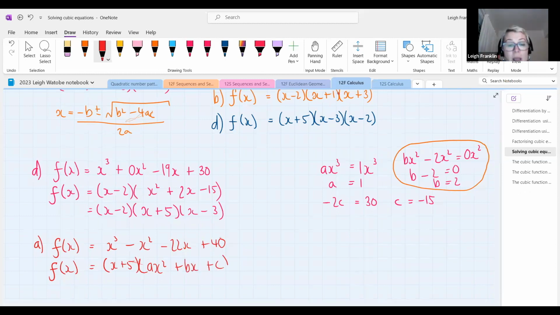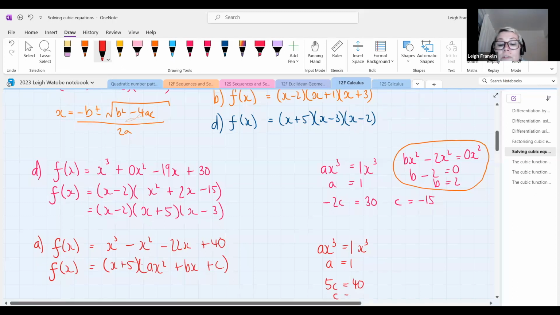Okay, so when you did your a, you would have ended up with ax cubed equals 1x cubed. So you would have got a as 1. Then as far as your c was concerned, you would have had 5c equals 40. So your c would have been equal to 8.